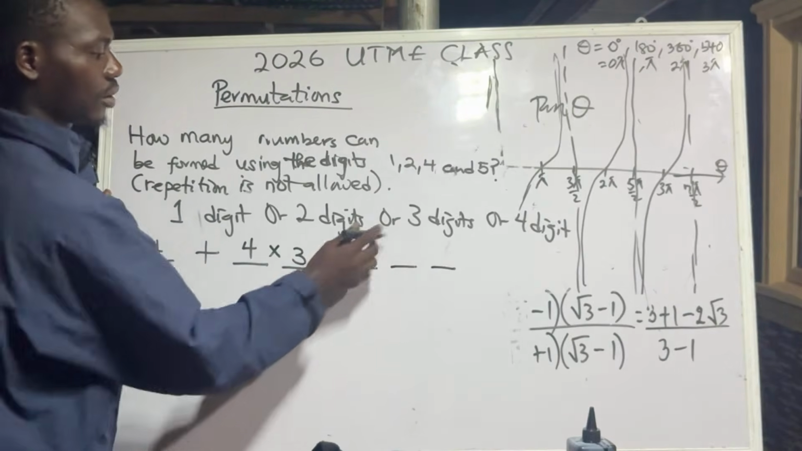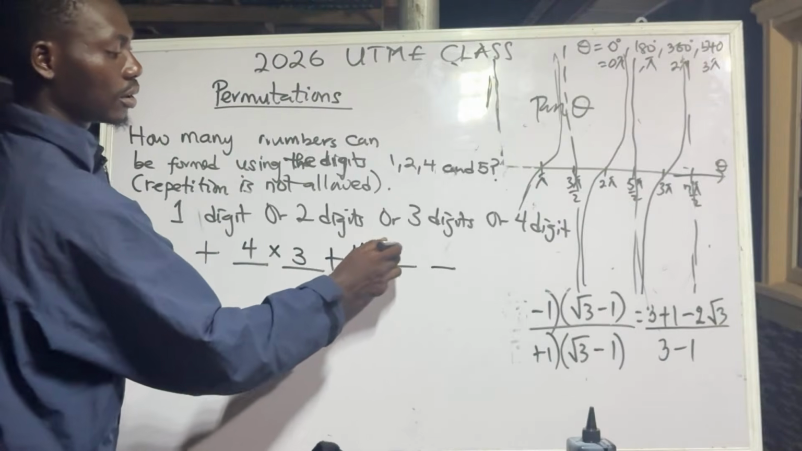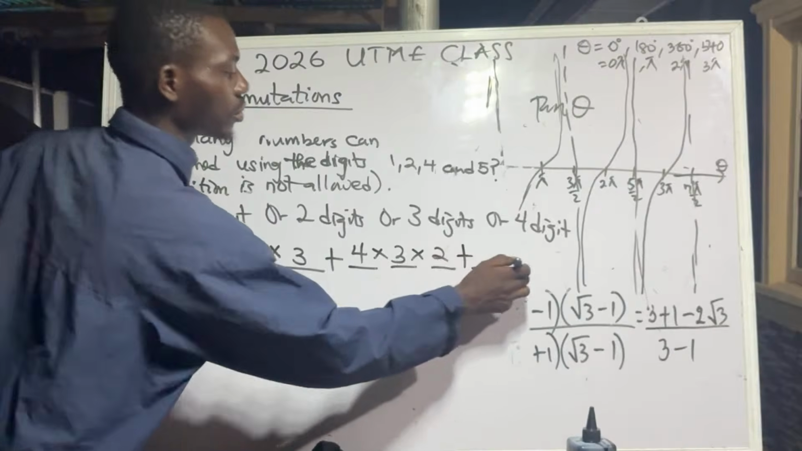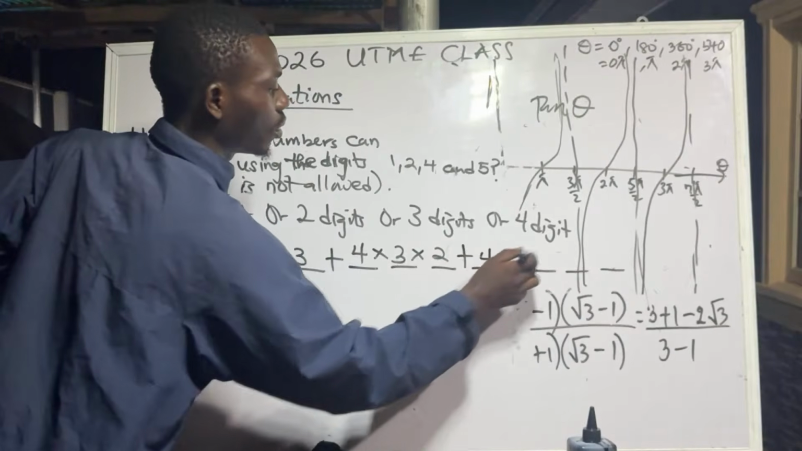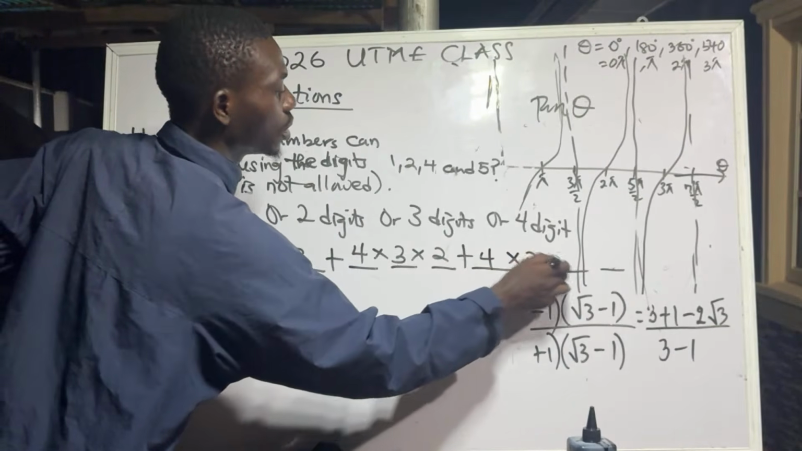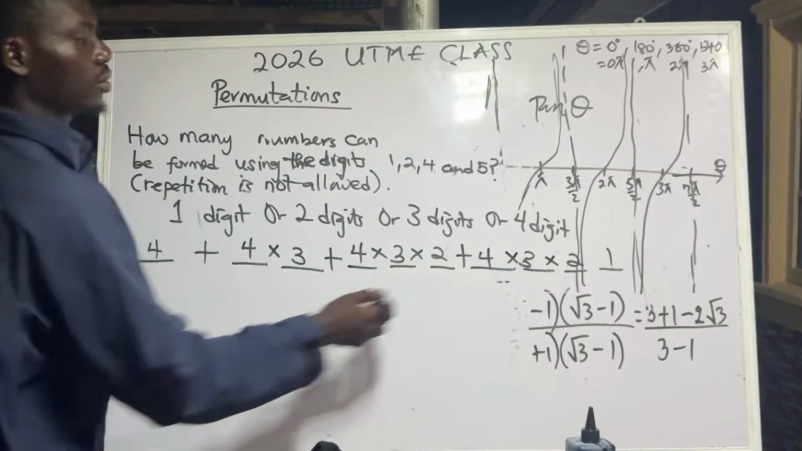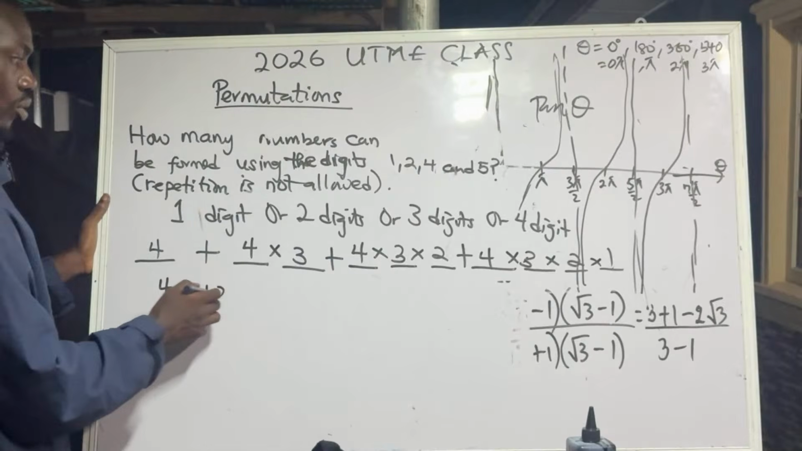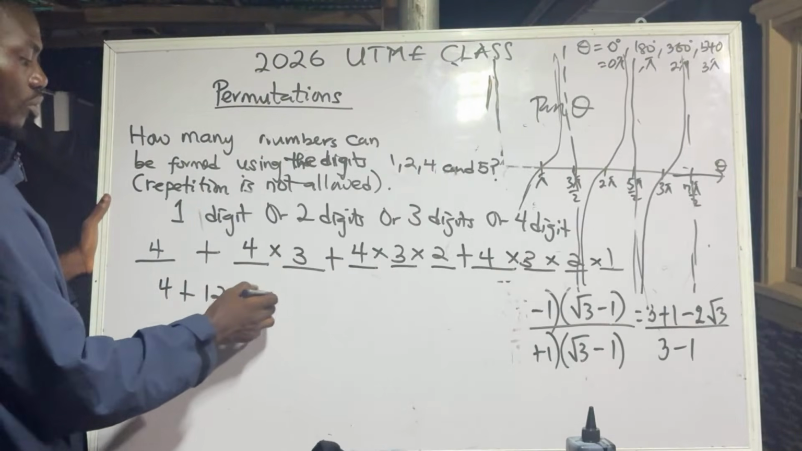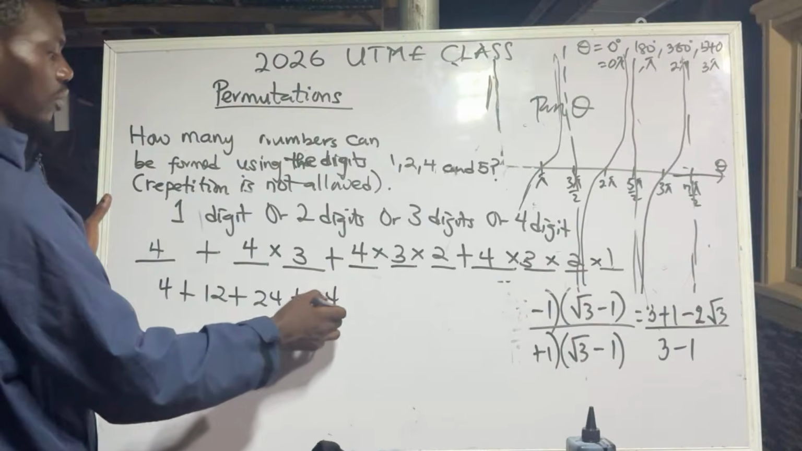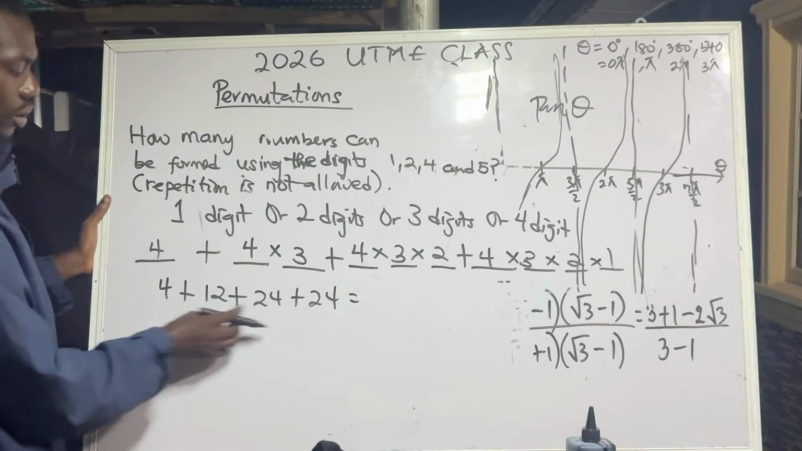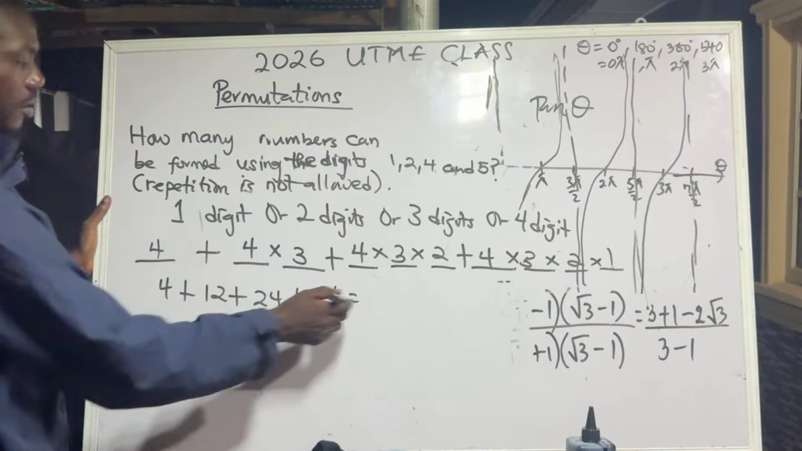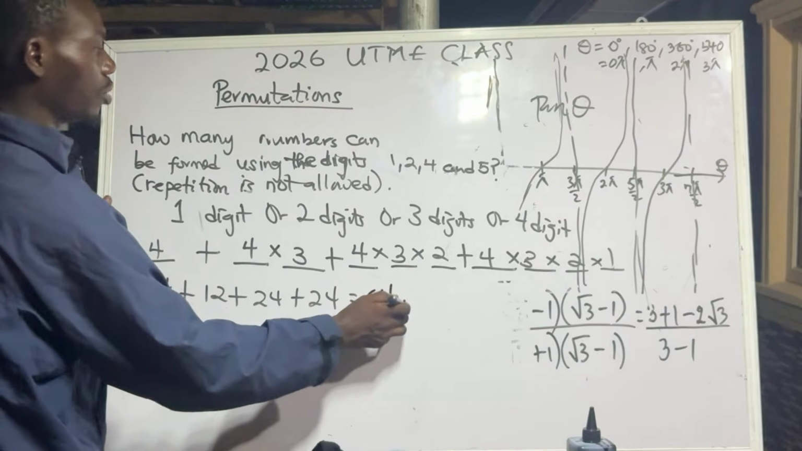This one will have 4 options, times 3, this one 3 options, times 2, and this one 2 options. Plus, for 4 digits: 4, 3, 2, and what? 1. Yes. So we'll have this one to be 4, plus this one to be 12, plus this one to be 24, plus 24. So add everything up: 64 numbers.